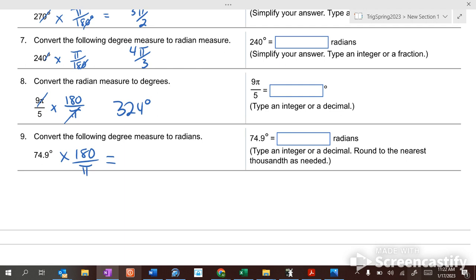Ooh, Mr. Bierschbach made a major mistake on this one. What did he do? Wrong. We're converting to what? Radians. What needs to be on top? Pi needs to be on top. 180 needs to be on the bottom. I was doing something that doesn't look right. And it didn't. So it's 74.9 times pi divided by 180. There we go. 1.307. There. That looks right.